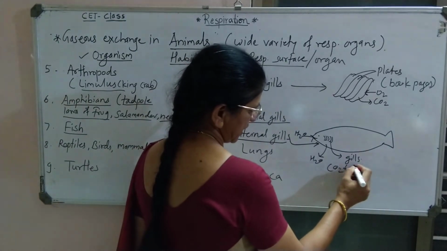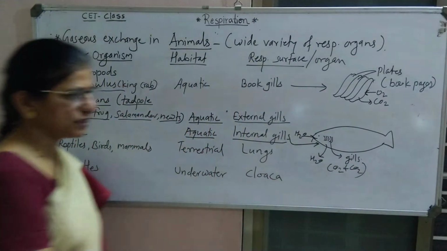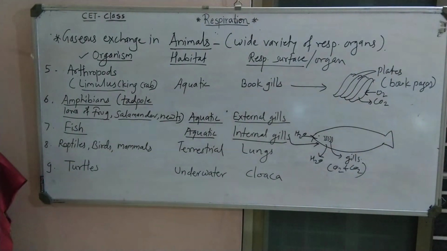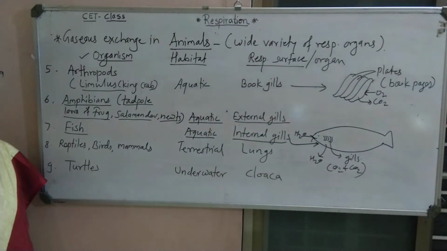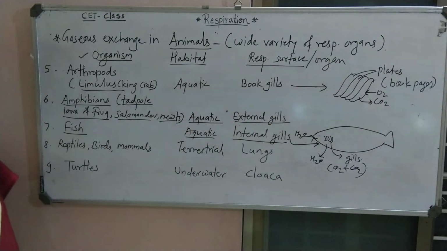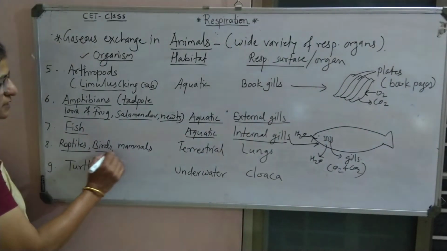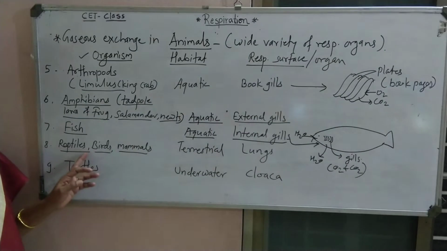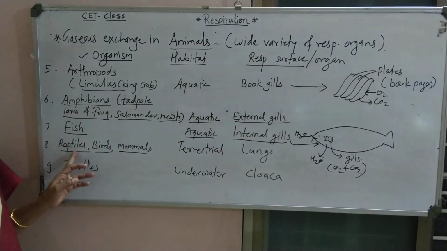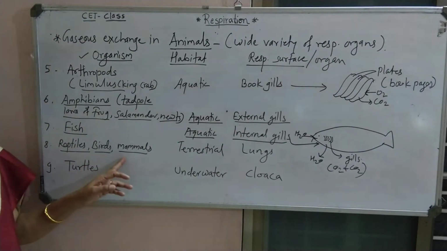The oxygen and CO2 is exchanged with that present inside the water. So it is useful for taking oxygen diffused in water. So almost all organisms which have an aquatic habitat take oxygen present in diffused condition in water. Then reptiles, birds and mammals. So a wide range of examples from reptiles, birds and mammals.